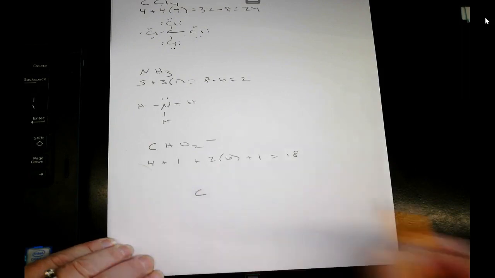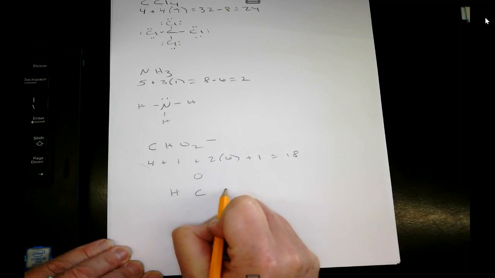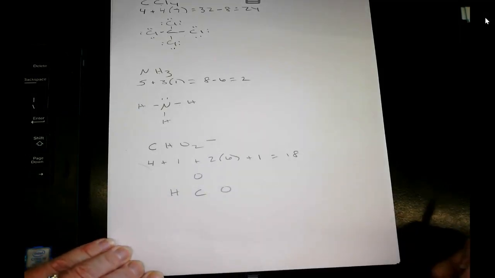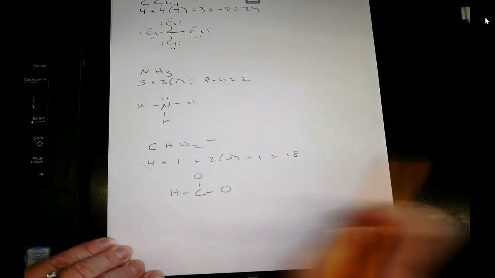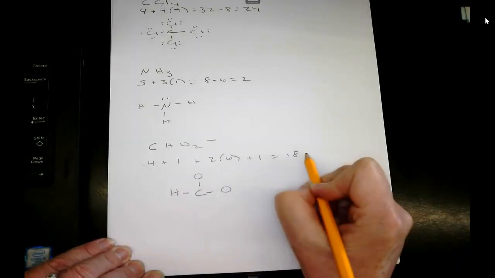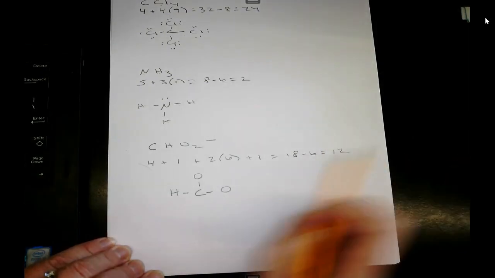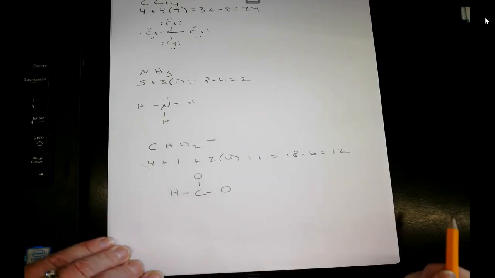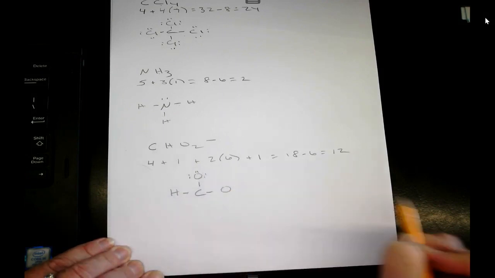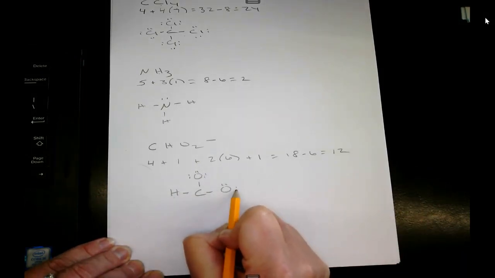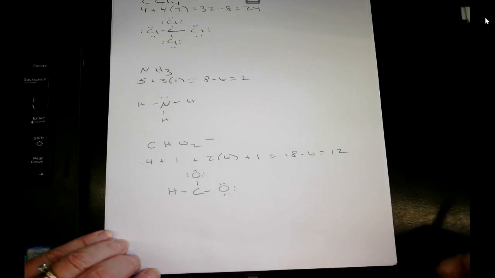Carbon will be our central atom. We'll put the hydrogen and the 2 oxygens around the carbon. We'll bond each of the terminal atoms to the central atom, and we've got 2, 4, 6 electrons out of the 18, so we've got 12 left. We're not going to put any lone pairs of electrons on hydrogen, but we'll start putting them on oxygen. So 2, 4, 6, 8, 10, 12, and that gives us the 18 electrons that we need in our structure.